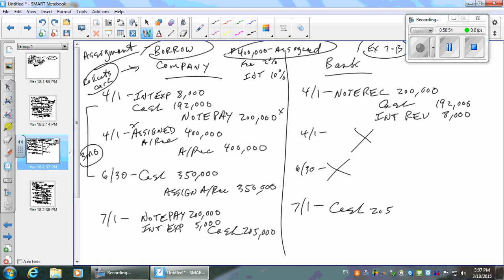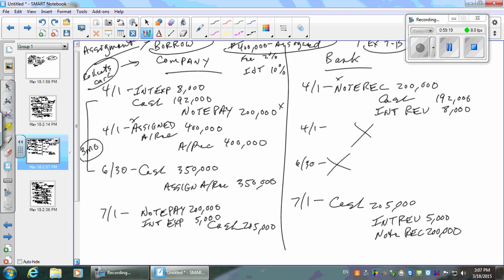$205,000. What would they credit? Interest revenue. Yes! Fantastic. Credit the receivable for 200. I think so. The note receivable goes away for 200. Okay, good, guys. Just let yourself think and you can figure all this stuff out. Of course, when you go to work, you're going to figure everything out.